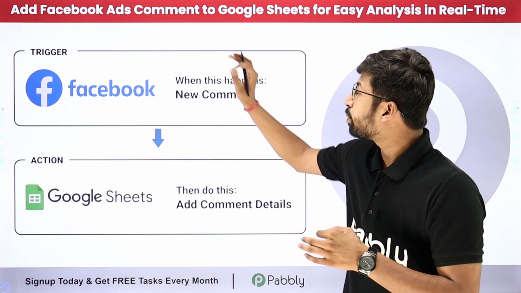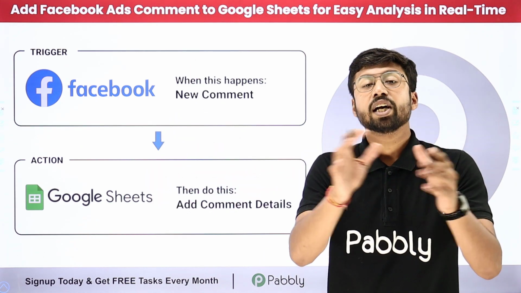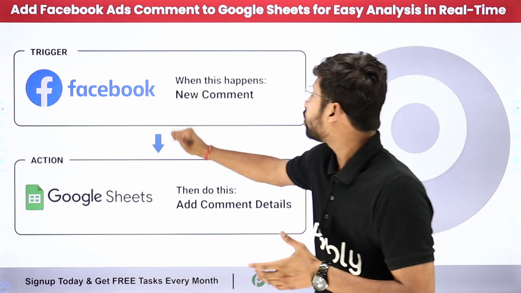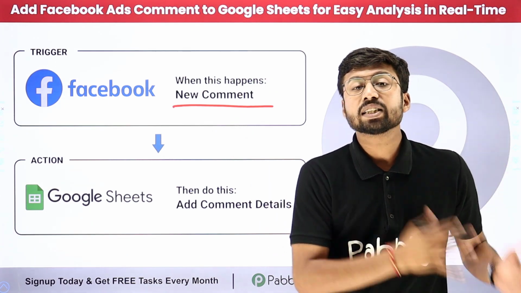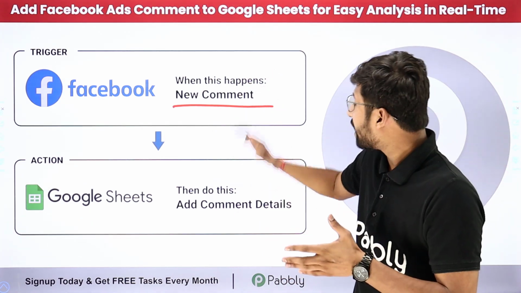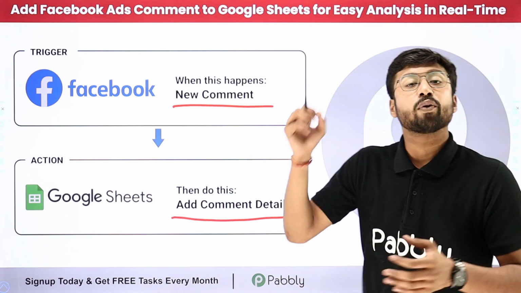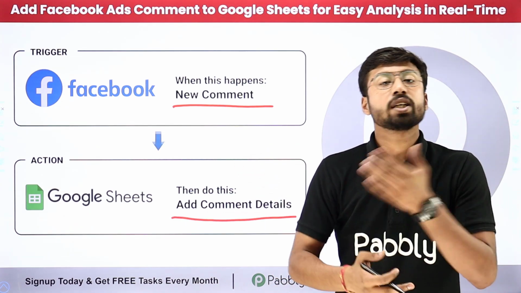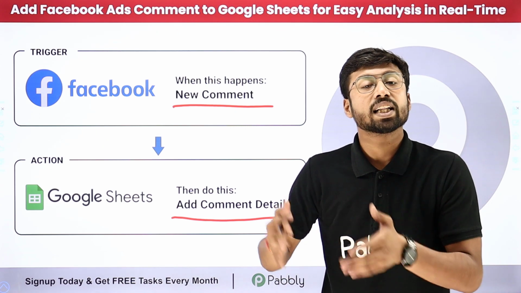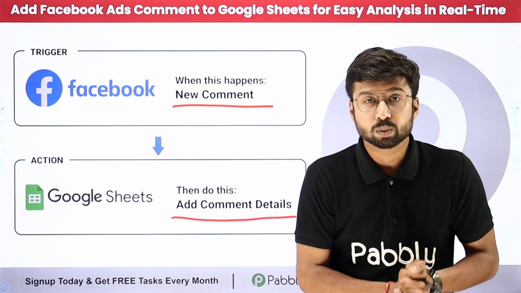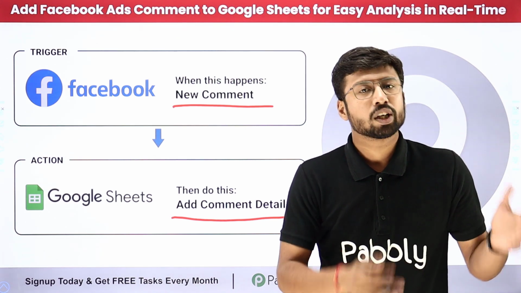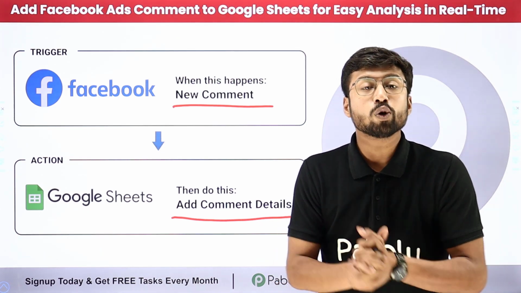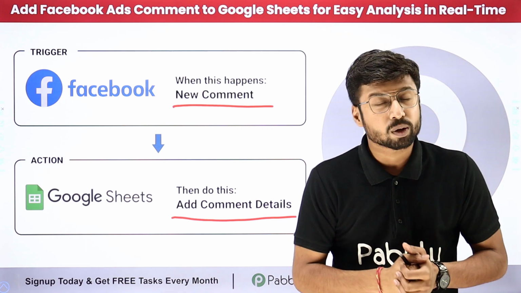So using a simple automation between Facebook ads and Google Sheets, you can solve this problem, where whenever you receive a new comment on your Facebook ad post, automatically the same comment with all the details will be added to your Google spreadsheet in real time, instantly. And using this automation, you can analyze the comments which you are receiving on your Facebook ads. Not just these comments, if there are other posts on your Facebook page, you can add the comments from those posts as well using a similar automation.